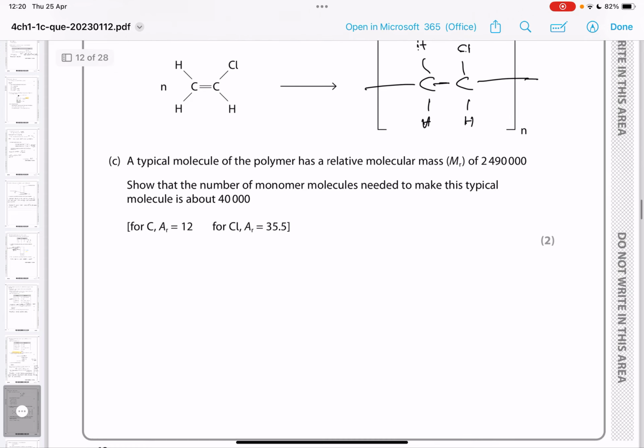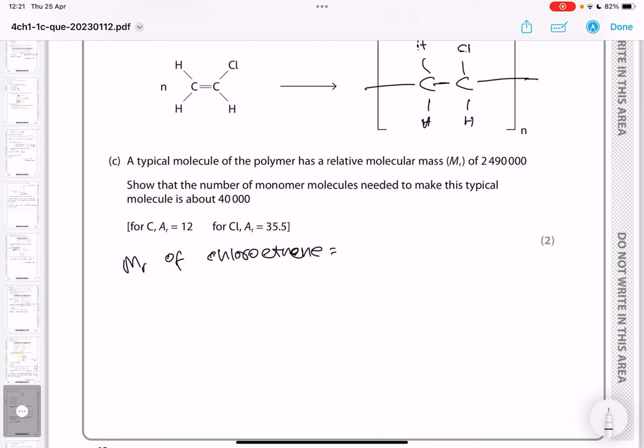A typical molecule of this polymer has a relative molecular mass of 2,490,000. Show that the number of monomer molecules needed to make this typical molecule is about 40,000. Okay, so let us first work out the molecular mass of chloroethene, because once you work out the molecular mass of one repeating unit, you can divide it into the Mr of the whole polymer and work out how many monomer molecules are used, okay?